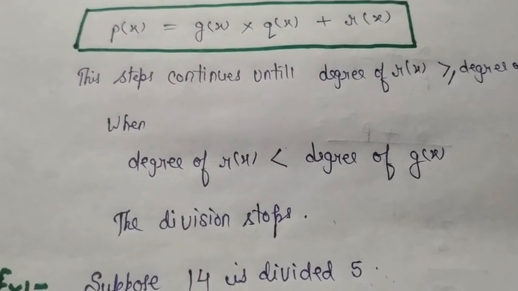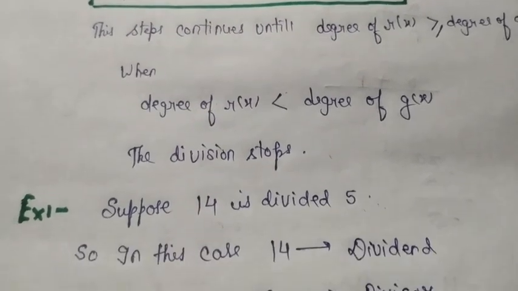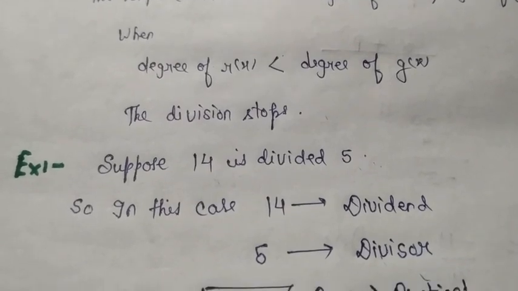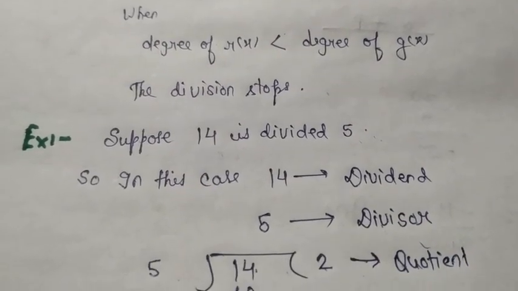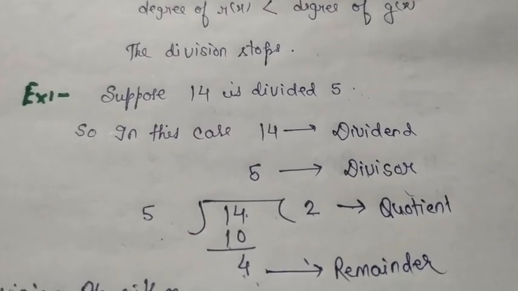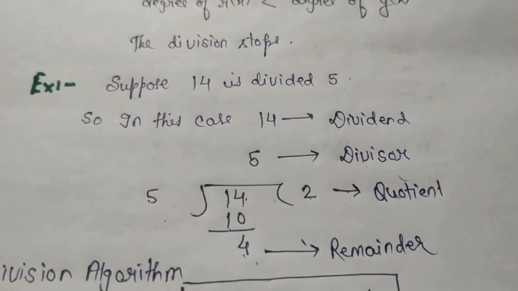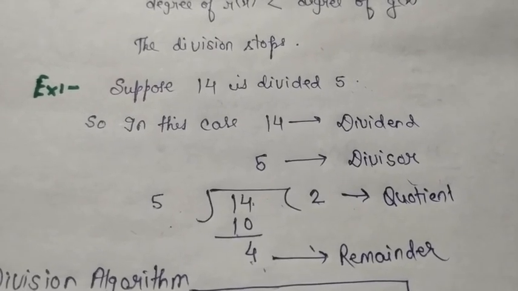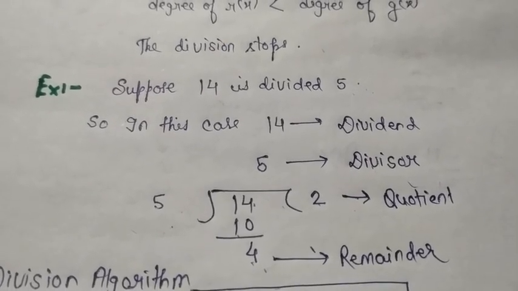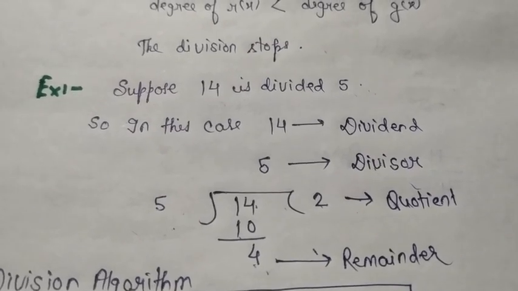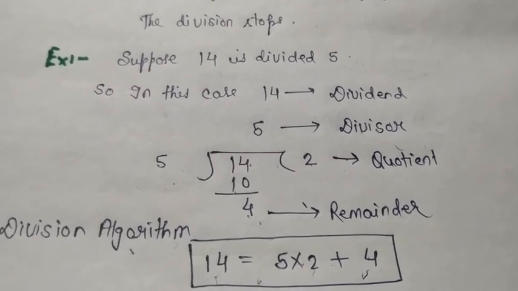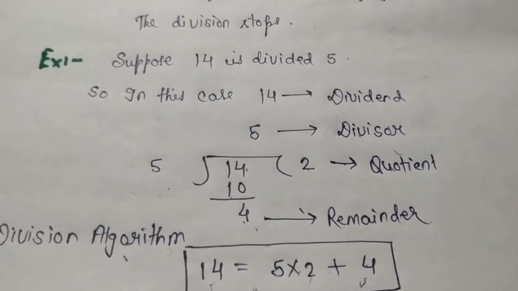So let us take one example. Suppose 14 is divided by 5. In this case 14 will be the dividend and 5 will be the divisor. When you divide 14 by 5, how many times will it go? It will go 2 times, that is 5 twos are 10. When you solve it, the remainder will be 4 and the quotient will be 2. So by the division algorithm I can say 14 is equal to 5 into 2 plus 4.